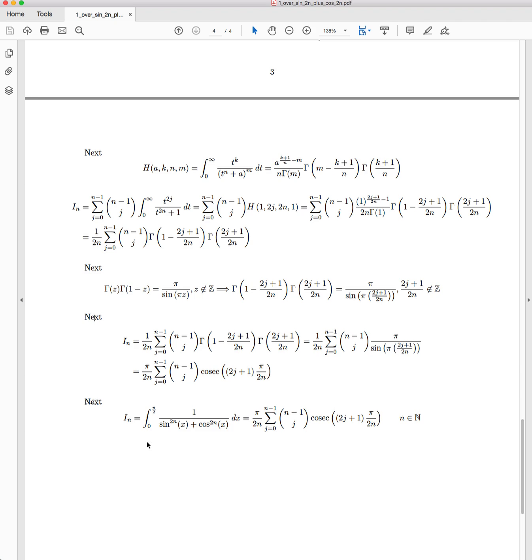And so therefore, in summary, I of n, which is the integral from 0 to pi over 2 of 1 over sine to the power of 2n of x plus cos to the power of 2n of x dx, is equal to pi over 2n, the sum from j equals 0 to n minus 1 of n minus 1 choose j times cosec of open brackets 2j plus 1 multiplied by pi over 2n, where n is a natural number.